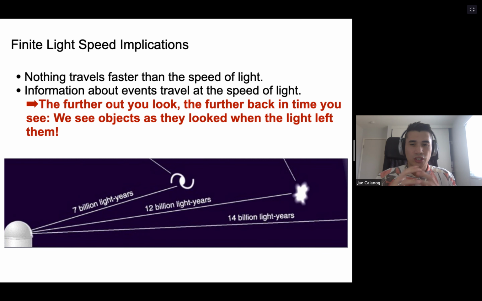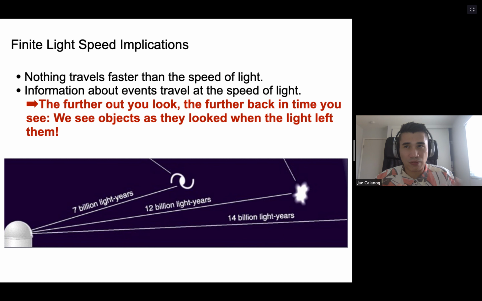And so, just to summarize that again, nothing in nature travels faster than the speed of light. And so the information about events in the universe all travels at the speed of light. You know, like a star explodes, that information will travel at the speed of light to our eyes. And so the key point about that is that the further out you look, the further back in time you're seeing. So we're basically seeing objects as how they looked when the light finally left them.